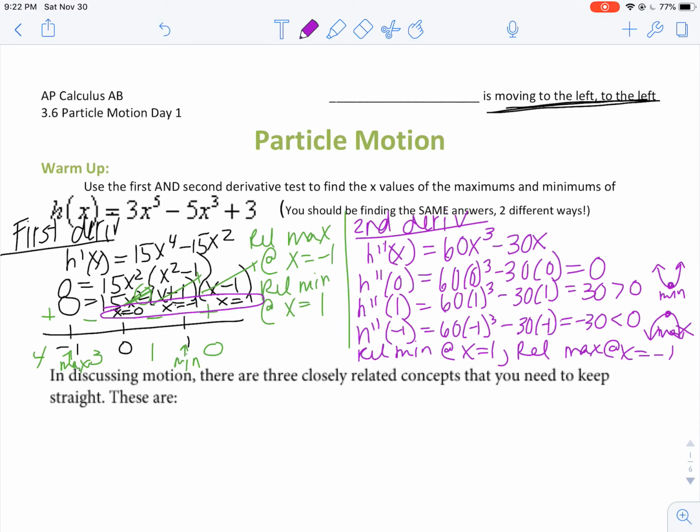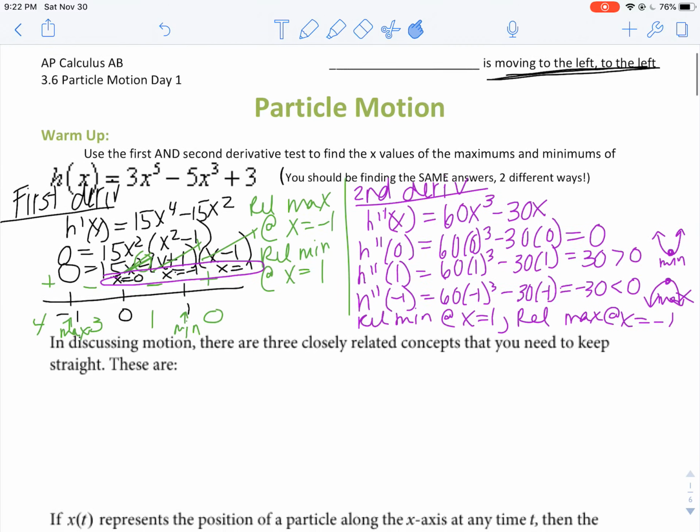So same thing, most of the time in a problem like this, I would probably just use the first derivative test, but you can also use your second derivative test, especially if you have a tricky derivative where it would be more convenient to use that.